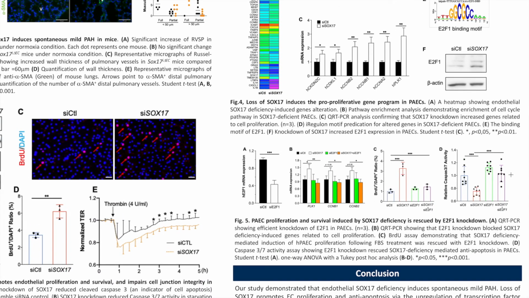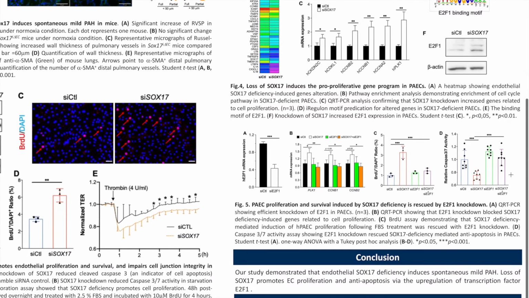Then we used siRNA to knock down E2F1. We found the PLK1, CCNB1, CCNB2 can be increased by SOX17 knockdown and normalized by SOX17 and E2F1 double knockdown.